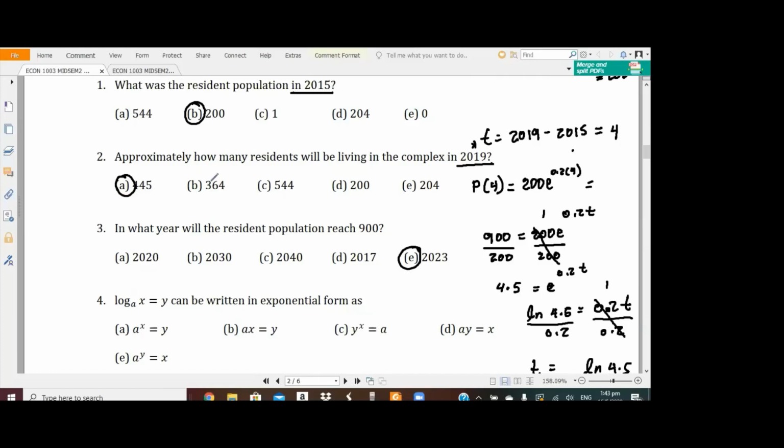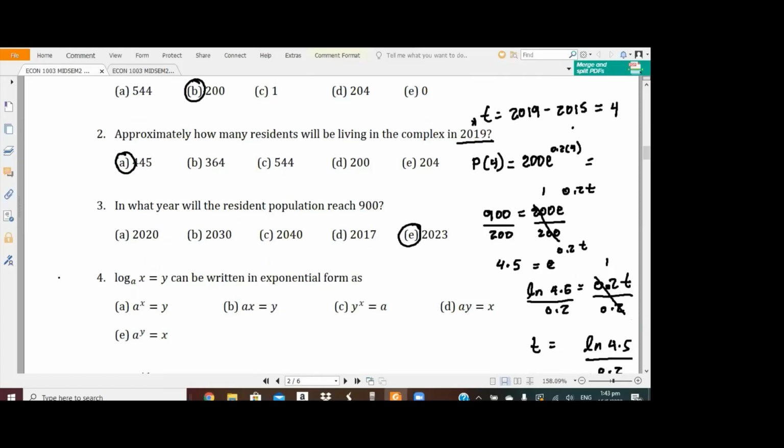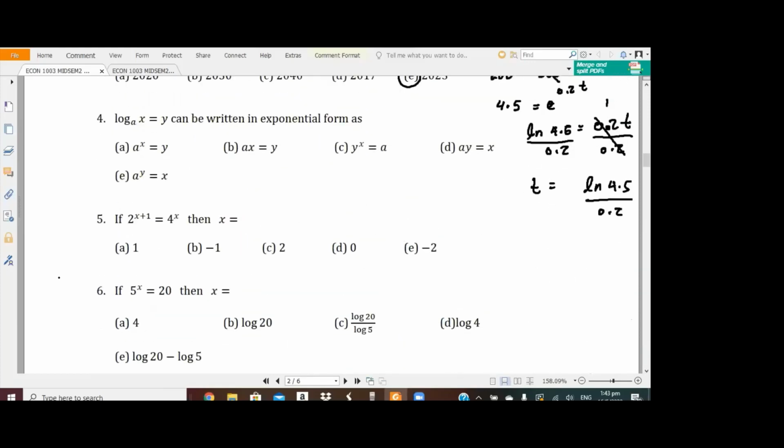All right, so let's move on. Let's look at question 4. Question 4 says that if log to the base a of x is equal to y, it can be written as an exponential form. Now remember that the relationship between the logarithmic function and the exponential function is that one is the inverse of the other. There's a really easy way of converting between the two of them. Once you remember what the base is, then you just know how to do it. So let me show you here.